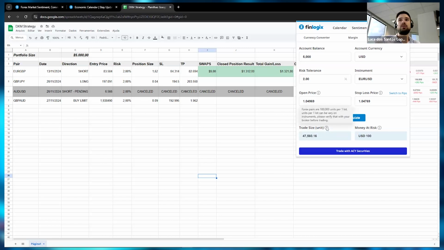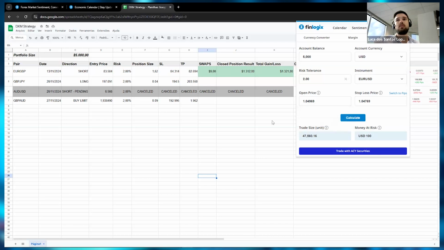But remember, this is in units. Forex pairs are 100,000 units per one lot. So every one lot you're using, you're pretty much buying 100,000 units of that instrument. One lot can vary by instrument, so please verify that with your broker before trading. So that's exactly what we do: one lot is 100,000. Basically half of that would be 0.5 lots, and half of that would be 0.25 lots, and it goes like that.